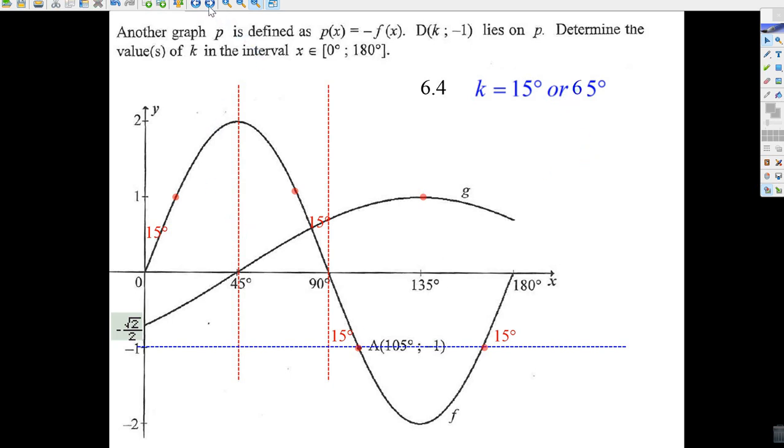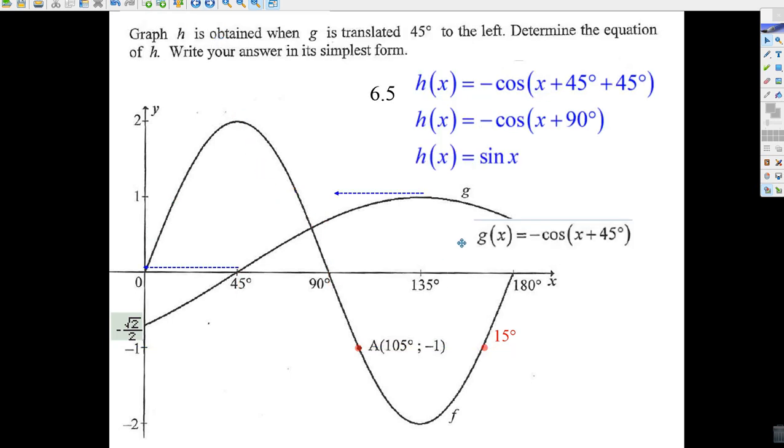Okay, let's look at the last question here. Now this one's not so bad. What would happen if G was translated 45 degrees to the left, if it slid over there? Well, if you want to move things to the left, what you do is you add things inside the brackets for all sorts of functions and trig functions. If you add 45 degrees, it goes 45 degrees to the left. Well, what's 45 plus 40? It's 90. And x plus 90, hey, we know that the cosine of x plus 90 is minus sine.